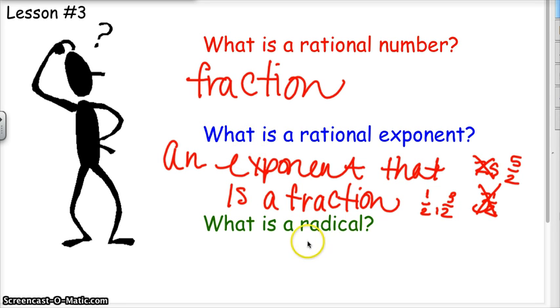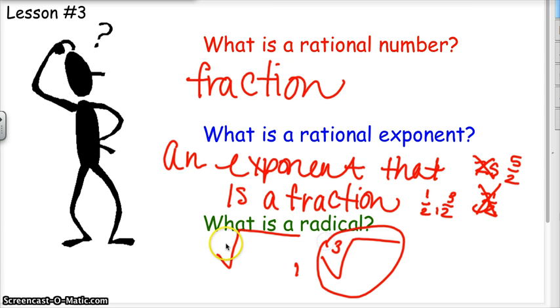What is a radical? A radical is essentially the square root symbol. We've seen this symbol in other forms. We know that this is referred to as a cube root. This one is referred to as a square root. So this particular symbol here, even though we call it a square root, it's really referred to as a radical.